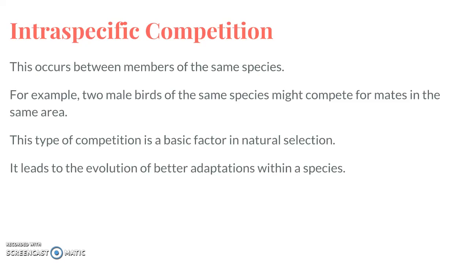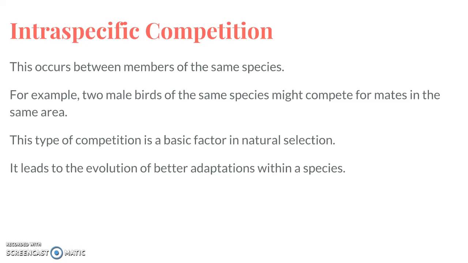This occurs between members of the same species. For example, two male birds of the same species might compete for mates in the same area. This type of competition is a basic factor in natural selection. It leads to the evolution of better adaptations within a species.